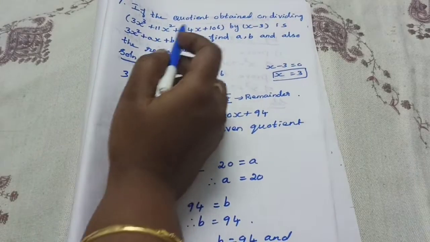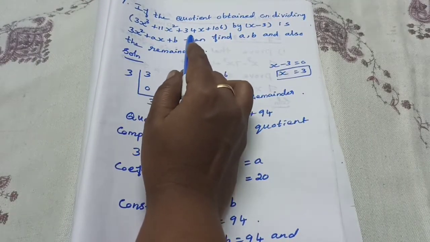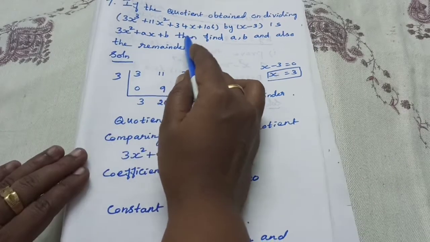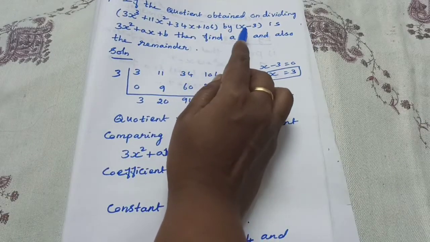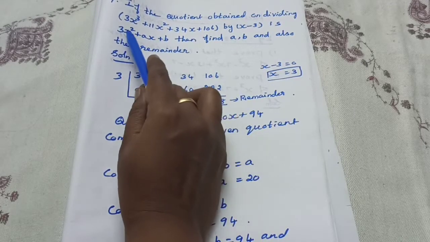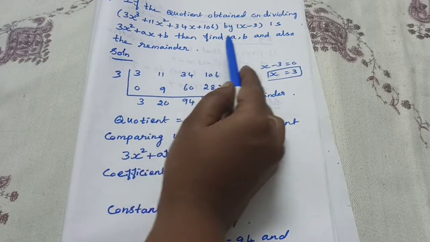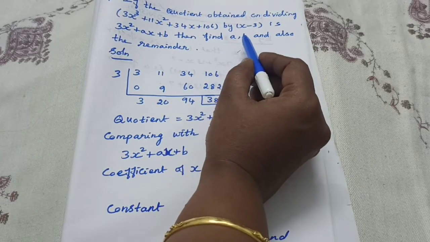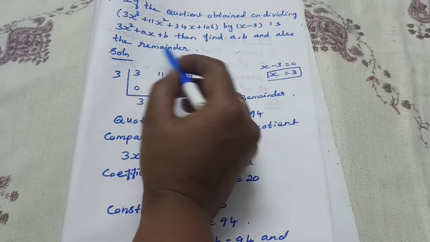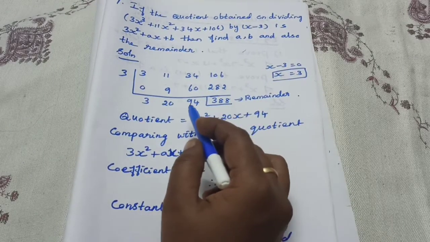Then seventh sum. If the quotient obtained on dividing 3x cube plus 11x square plus 34x plus 106 by x minus 3 is the given quotient 3x square plus ax plus b, then find a, b and also the remainder. The values of a and b should be found, and the remainder also.